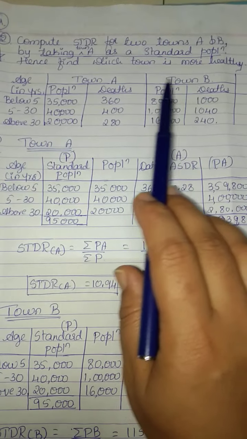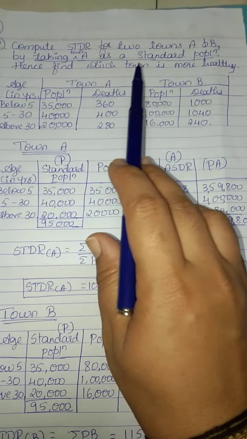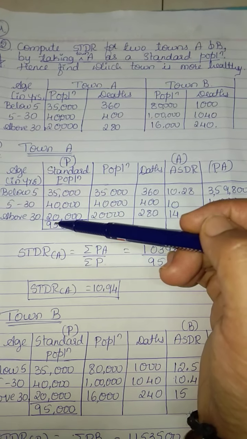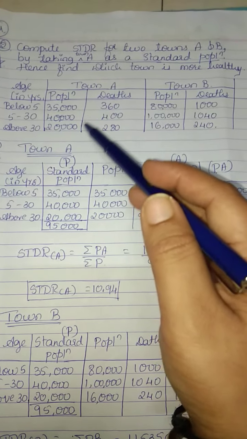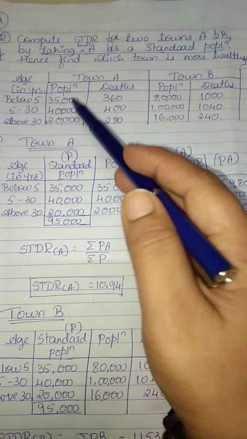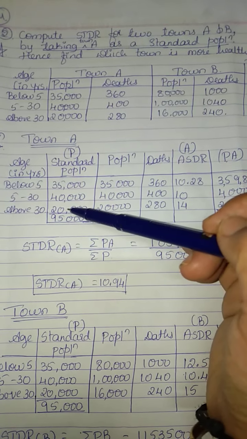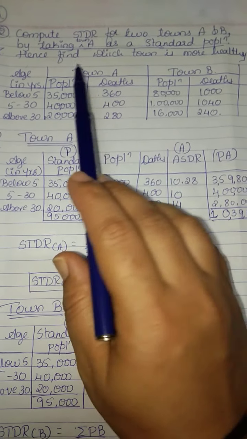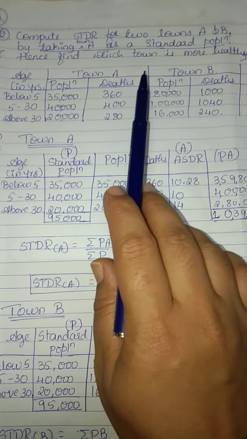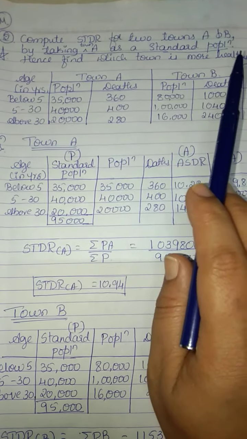But in the example they have mentioned taking town A as a standard population. So in the standard population column, write the same numbers as town A's population. The town A population numbers you have to consider as the standard population. In the question they will mention which population we have to take as a standard, or they'll give you a separate column as a standard population.